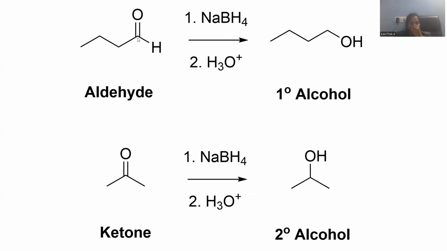Here you can observe 1, 2, 3, 4 carbon butanaldehyde; butanol formation is possible by reduction. I am taking acetone, CH3-C double bond O-CH3, which in common terms you can pronounce as acetone. Sodium borohydride gives rise to 2-propanol: a 3 carbon chain with the second carbon bearing hydroxyl is called 2-propanol. A secondary alcohol will be the product whenever a ketone is the starting material.